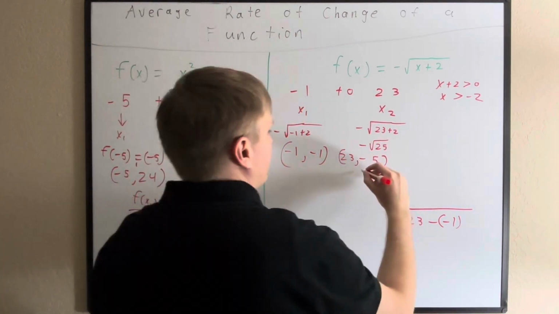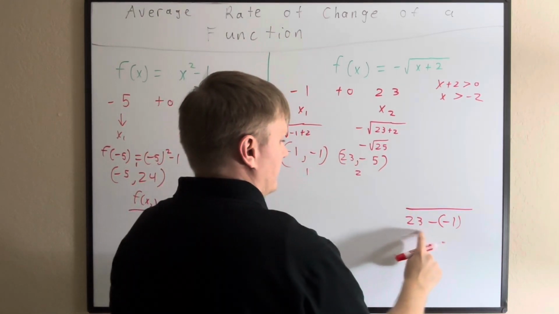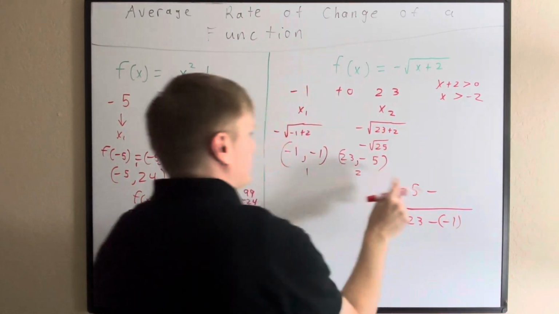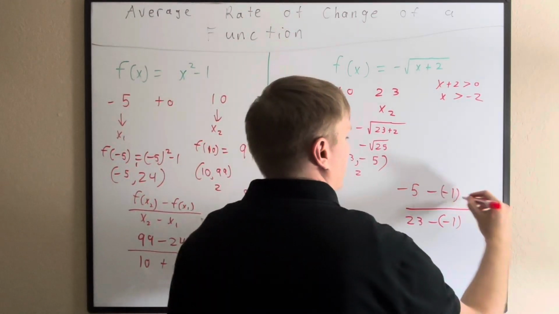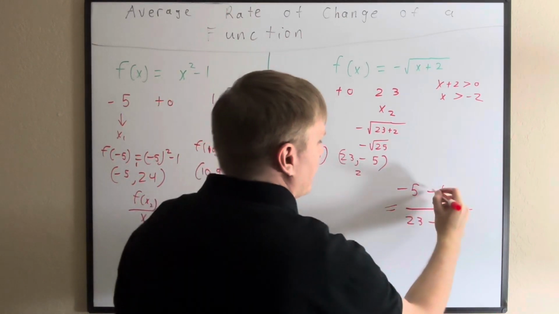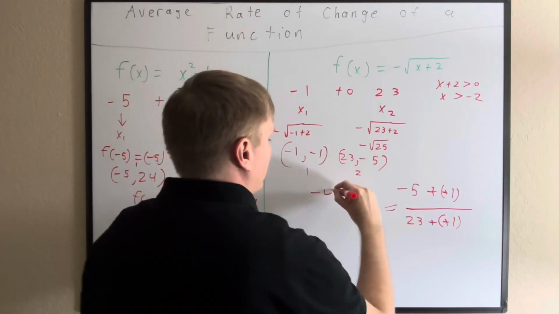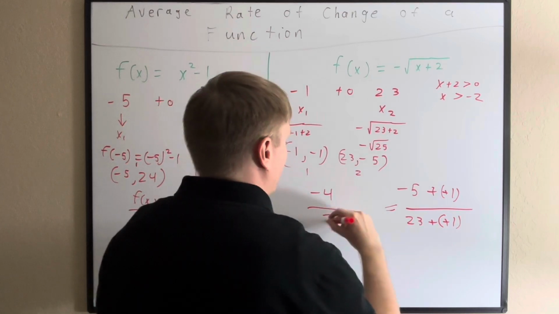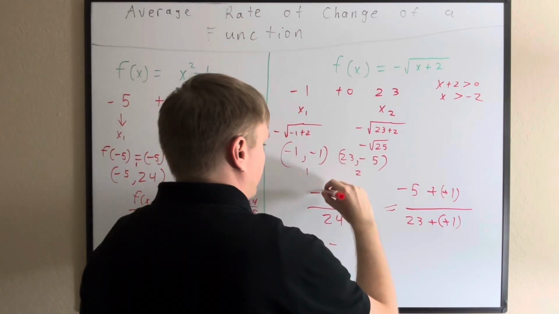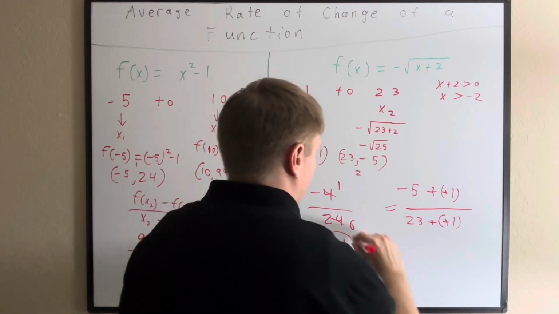So this would be our second point, and this is our first point. Second point minus first point. Second output minus first output, which is -1. What does that come out to? -5 plus 1 is -4, over 23 plus 1 is 24. Simplify that. Divided by 4 is 1, divided by 4 is 6. So -1/6 is our average rate of change.